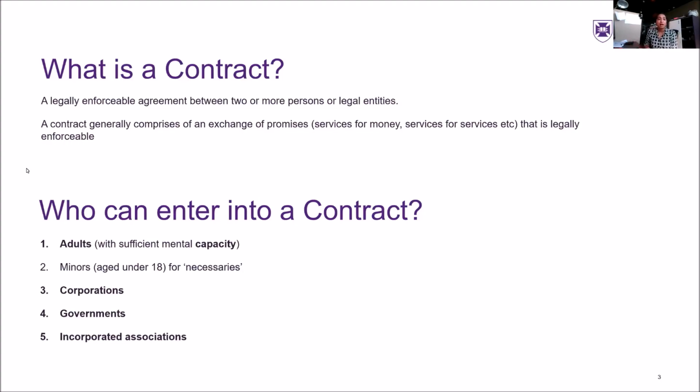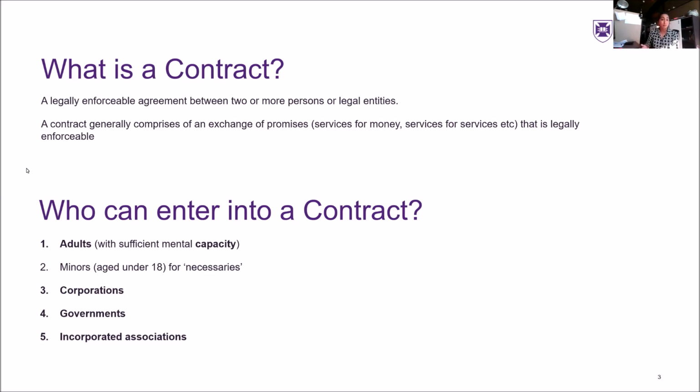So what is a contract? So the key part of a contract, or the way that we'll be speaking about it today, is that it is a legally enforceable agreement between two or more persons or legal entities. So when we say legally enforceable, it's legally binding on the parties, as courts can intervene in order to enforce the contract. And there are remedies and repercussions for not behaving in accordance with the contract. So a contract generally comprises of an exchange of promises. So this could be services for money, services for services, goods for money, etc. And as I said, it's legally enforceable.